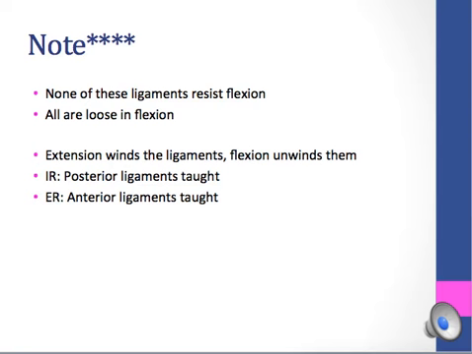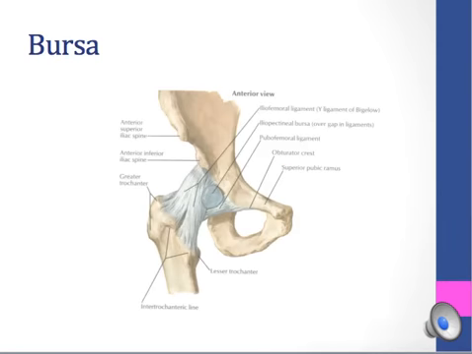Extension winds up the ligaments and flexion unwinds them. So if we're trying to do a joint mobilization, we might choose to do things more in flexion. If we're doing some soft tissue work where we want to melt some of those tissues, we might go into external rotation or extension. With internal rotation, those posterior ligaments get taut, and with external rotation, anterior ligaments get taut. That makes sense. You guys should go through that yourselves and double check. Just key reminders for you.